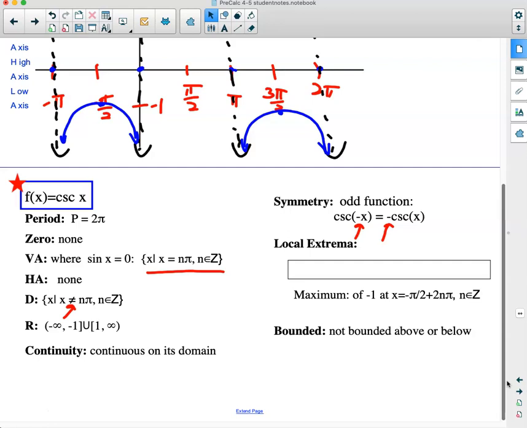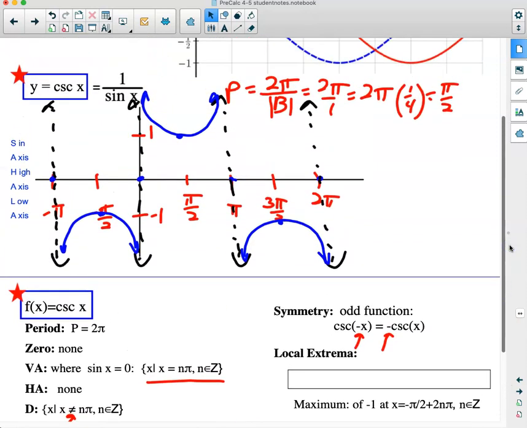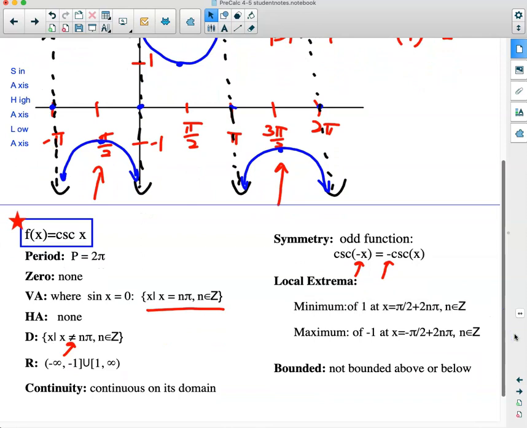Local extrema, well, that's going to be at these positions. So our minimum of 1 up there, and that occurred at pi over 2, and of course we know that the period for this graph is 2 pi. So we'll have pi over 2, and then we'll have to add 2 pi n, or 2n pi, where n is a set of all integers. And then for our maximum of -1, we're at negative pi over 2 and 3 pi over 2. So once again, if we take 3 pi over 2 minus a negative pi over 2, we'll see that we have 4 pi over 2, which is 2 pi. So negative pi over 2 plus 2 pi n.